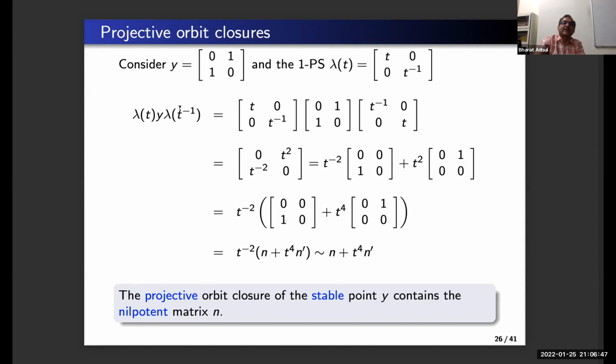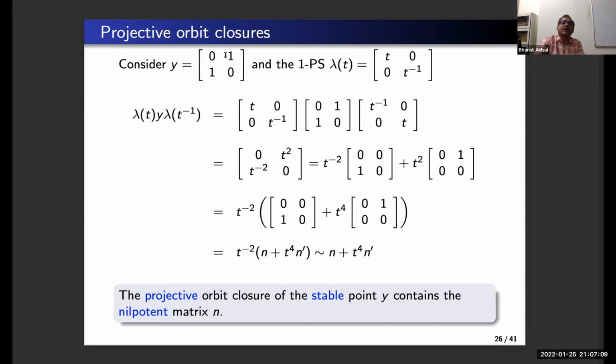So when I look at the projective closure, if I look at the projective orbit of y, the line corresponding to y, then it's going to essentially contain these points. And now if I substitute t equal to 0, I'll get n. This n is a nilpotent matrix. Okay, this is a nilpotent matrix.